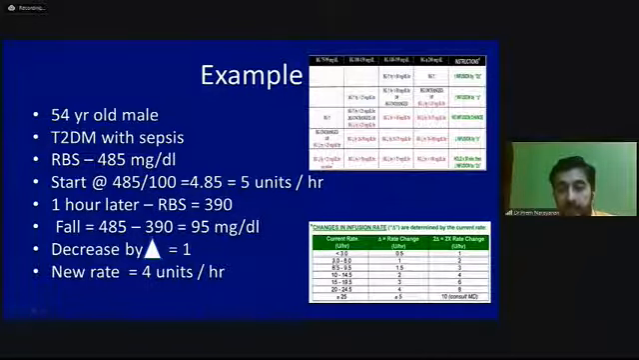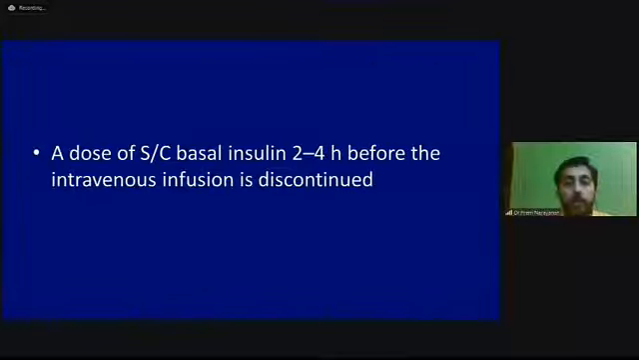So this comes into the category of 3 to 6. Again, we'll have to reduce it by delta. Delta means 1. So we'll have to decrease the infusion rate by 1 unit per hour. So from 5 units per hour, the new rate will be 4 units per hour. This is how critically ill patients will be managed with the protocol.